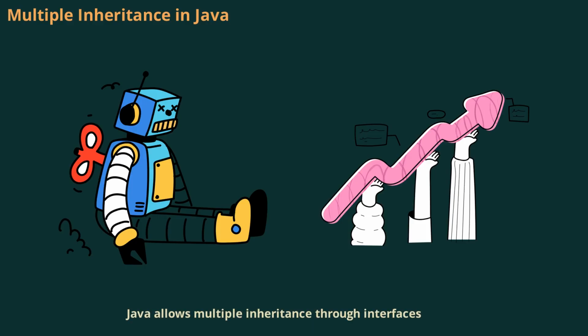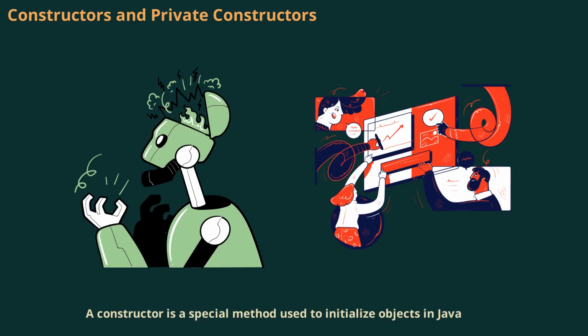Java does not support multiple inheritance through classes to avoid ambiguity, known as the diamond problem. However, Java allows multiple inheritance through interfaces. A class can implement multiple interfaces, combining their capabilities without the complexity of multiple class inheritance. This approach provides flexibility and avoids common pitfalls. A constructor is a special method used to initialize objects in Java. It shares the class name and has no return type.